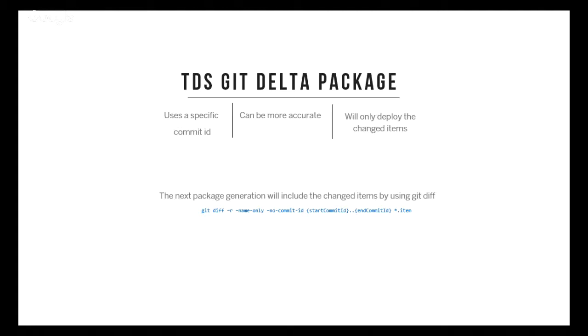At the core of it, that's the whole thing. It's using the available git diff functionality where you specify a git commit ID, the start commit ID, and the end commit ID. There's also an option to specify the end commit ID. If you don't specify, it's just going to take whatever's the latest one. It's filtering using a wildcard. It takes only the changes for the dot item, which is the TDS serialized item. So internally, it's using that to calculate what changes do I need to package up.